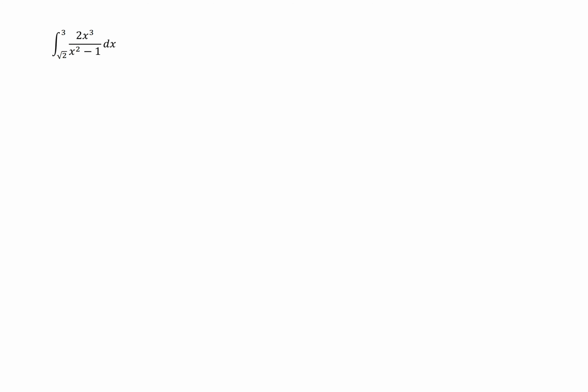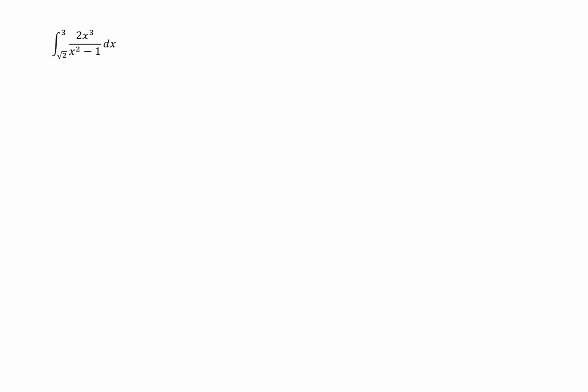For the last example here, we're asked to integrate from the square root of 2 to 3 of x cubed over x squared minus 1 dx. Now there's a couple ways that you can approach this one. I've said that about a few of the others here. You could do long division here and take 2x cubed and divide it by x squared minus 1.